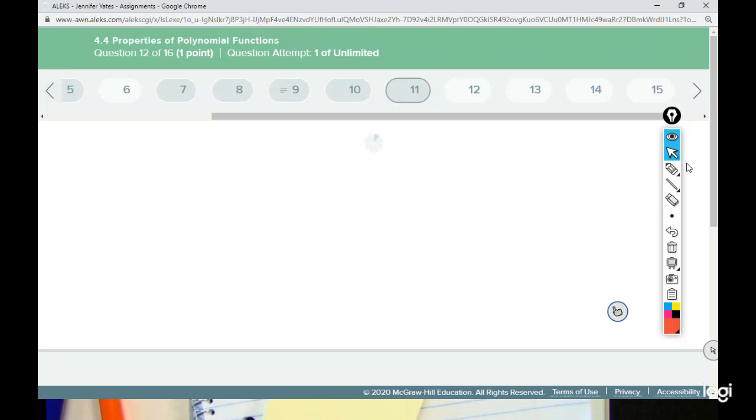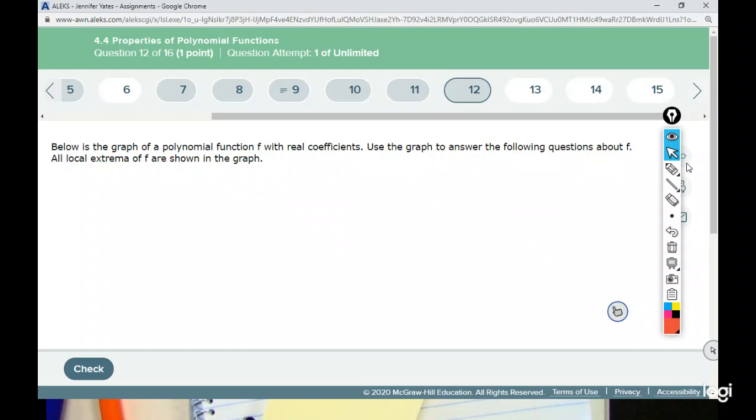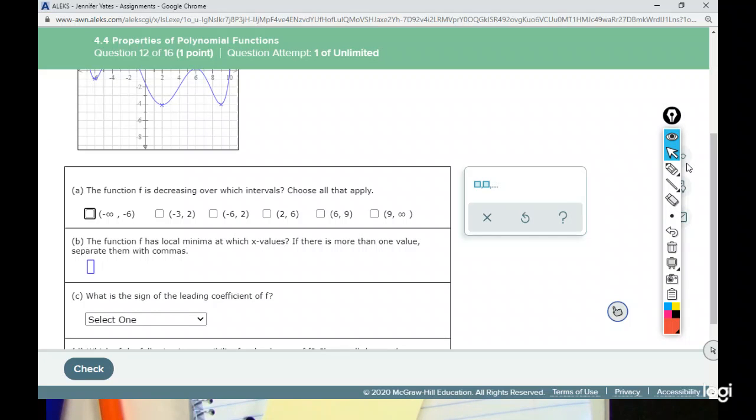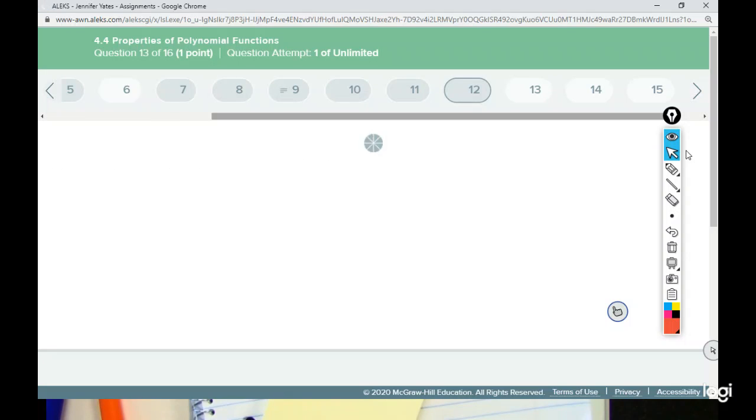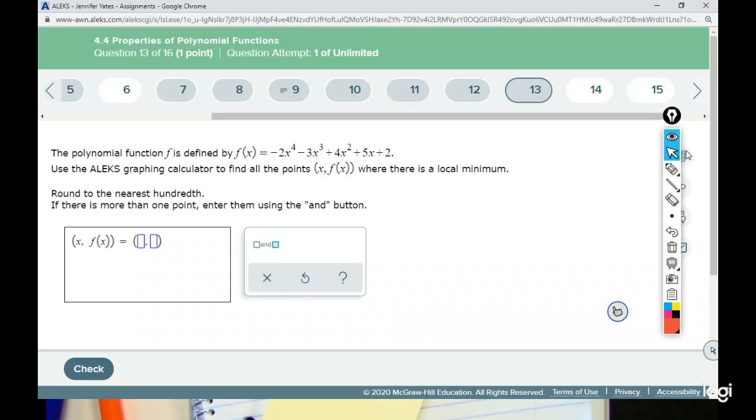Let's see, 12. Jesse, will you shut that door? They're kind of excessively noisy, aren't they? What was that? Goodness. All right.